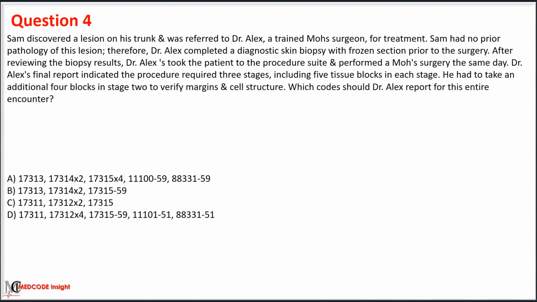Sam discovered a lesion on his trunk and was referred to Dr. Ellis, a trained Mohs surgeon, for treatment. Sam had no prior pathology for this lesion. Therefore, Dr. Ellis completed a diagnostic skin biopsy with frozen section prior to the surgery. After reviewing the biopsy result, Dr. Ellis took the patient to the procedure suite and performed Mohs surgery on the same day. Dr. Ellis' final report indicated the procedure required 3 stages, including 5 tissue blocks in each stage. He had to take an additional 4 blocks in stage 2 to verify margins and cell structure. Which codes should Dr. Ellis report for this entire encounter?